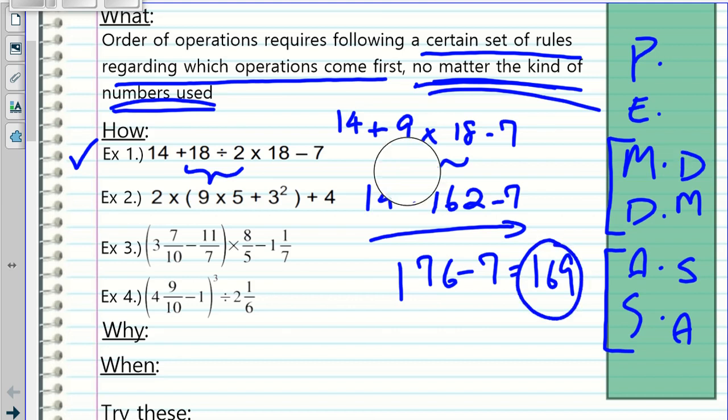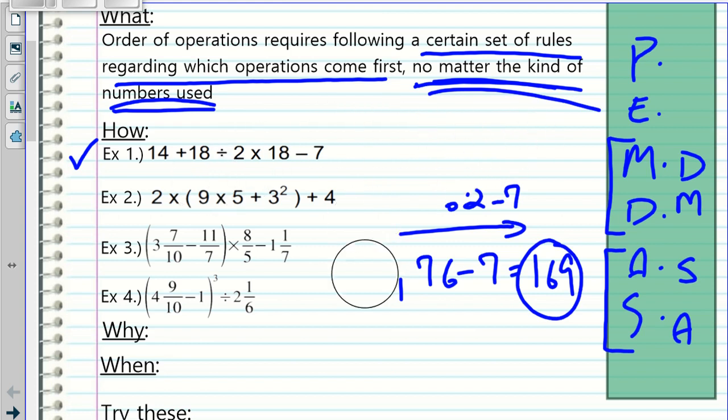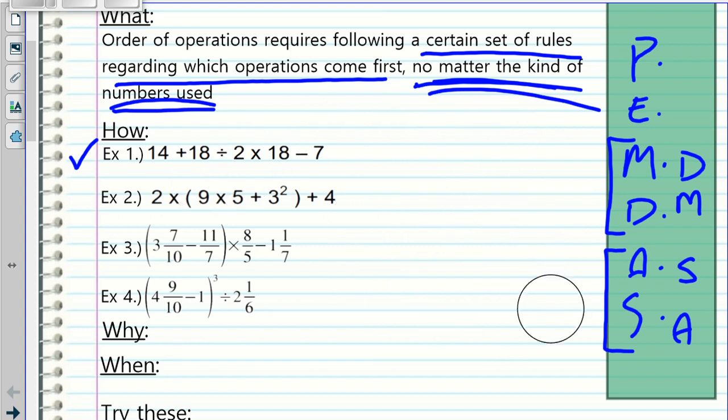So let me erase that so I can have more space. So let's do one more example. Number 2. So likewise, now you know that whatever's inside the parentheses you have to look at. What do you have to do first? Right, the exponent. So I'm gonna rewrite everything because I'm a good kid. So 9 times 5 plus 3 squared.